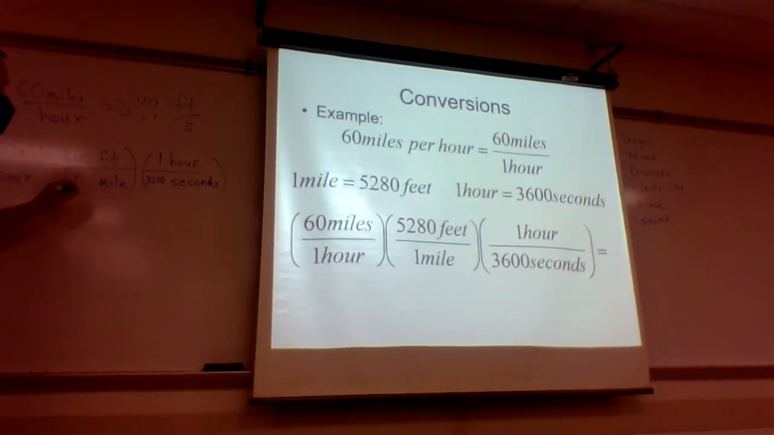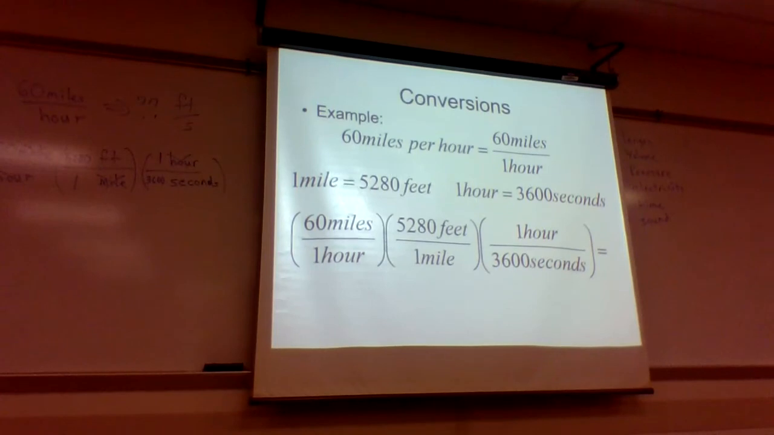Again, your hours are going to cancel out. You can see that there. Your miles are going to cancel out. Same top and bottom, and it's non-zero. So 60 times 5,280 feet divided by 3,600 seconds. And when you run that through a calculator, you should get something like 88 feet per second.